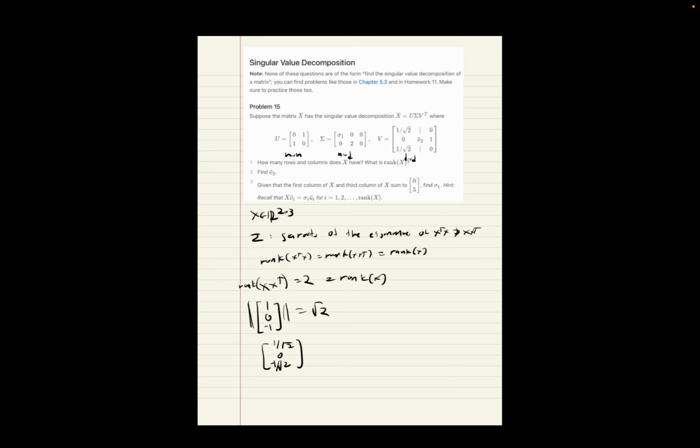And that's how we find V2. Note that negative 1 over root 2, 0, and 1 over root 2 would also work here. Either one of those vectors is acceptable for this.